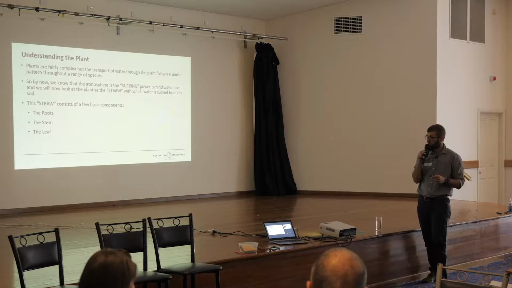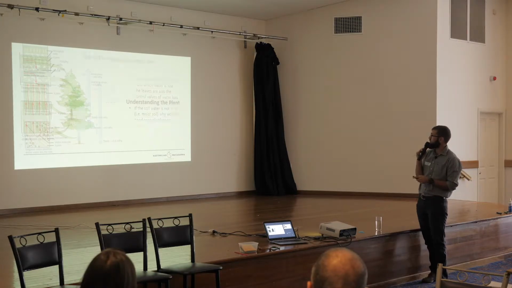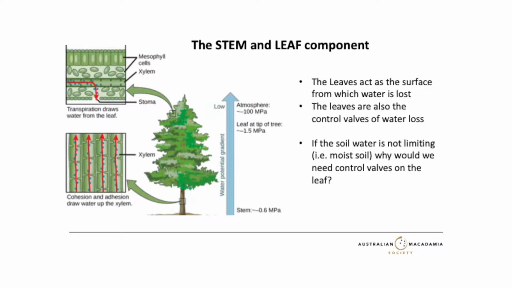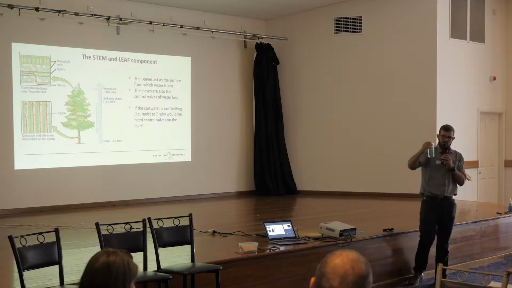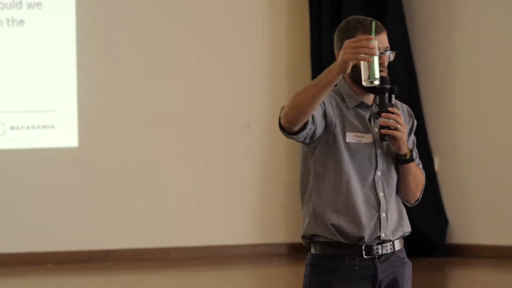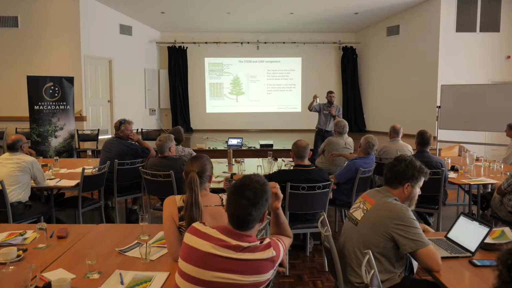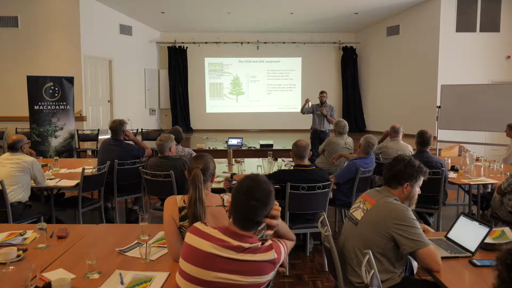And the straw consists of roots, stems, and leaves. What we will be looking at now, the first part, is understanding the stem and the leaf component. Okay, so I'm going to try and do this. If this is the soil, it's full of water, it's doing well, I've irrigated my crop, or I've had a lot of rainfall, and I suck water through the straw now. The atmosphere is dry, so the atmosphere is thirsty. It's sucking water through the straw.